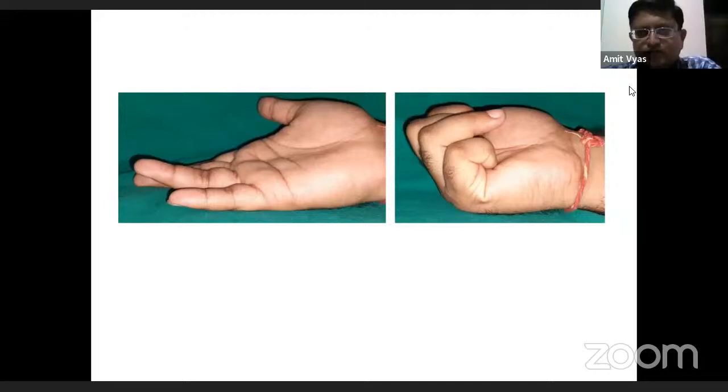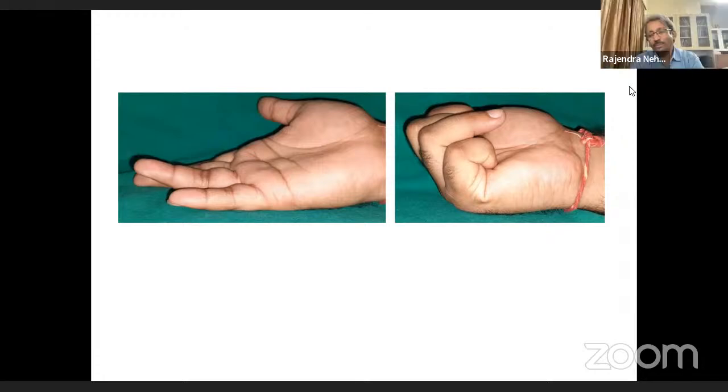Sir, is there any role of primary repair, end-to-end repair without graft? No, after 6 weeks, no.